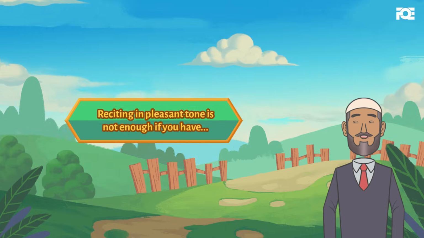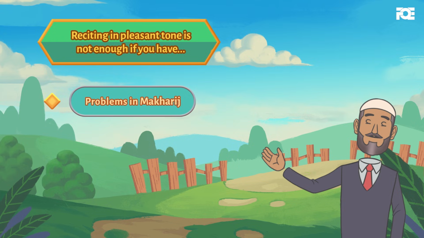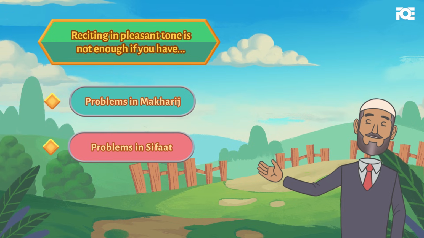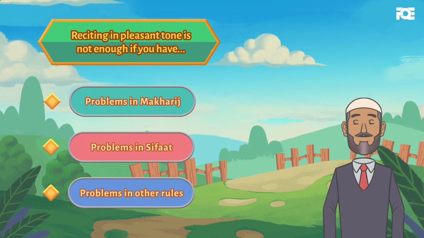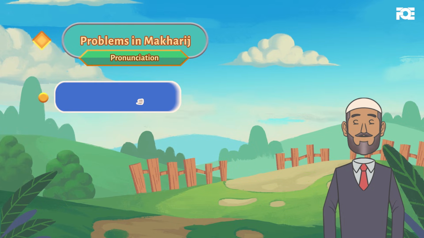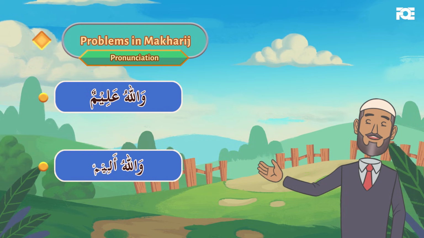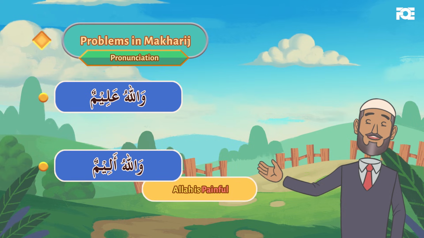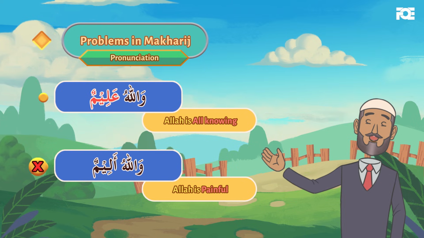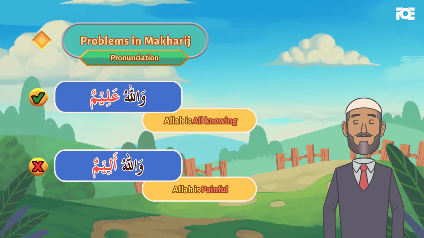However, reciting in a pleasant tone is not enough if you have problems in makharij, problems in sifat, and problems in other rules. Let's see them one by one. Problems in makharij. Wallahu alimun. If you recite very beautifully, but if you say Wallahu alimun, it means Allah is painful, because alim means all-knowing and alim means painful. Astaghfirullah.